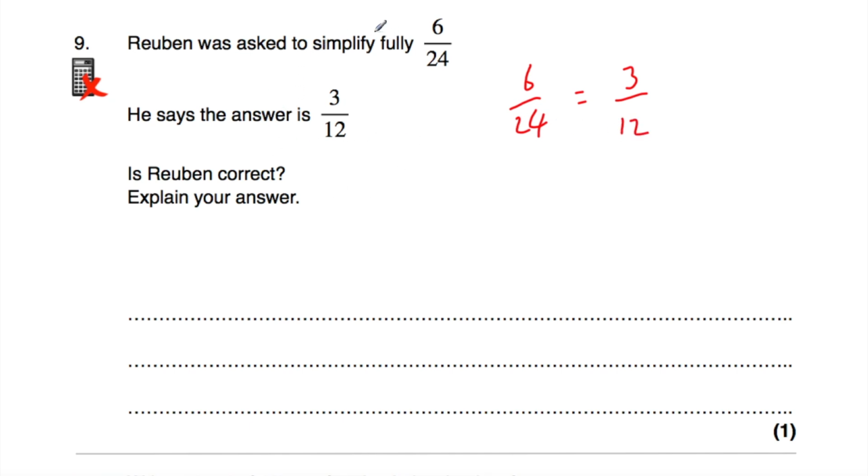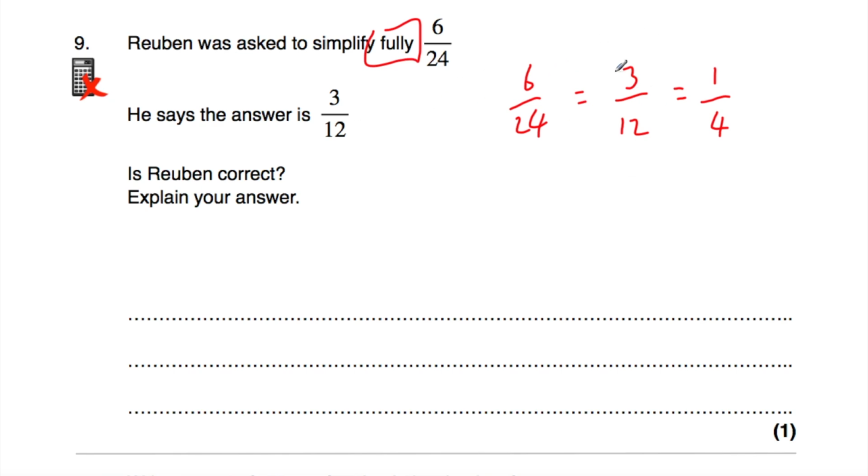But the question says simplify fully. And so that means at 3/12, it's not actually simplified fully because we can see that 3 and 12 are both divisible by 3. So let's divide by 3 again. 3 divided by 3 is equal to 1, and 12 divided by 3 is equal to 4. So the answer would be 1/4. And if you had spotted that both of those numbers were in the 6 times table, 6 divided by 6 is 1, and 24 divided by 6 is 4. So you would have got the answer straight away to be 1/4.